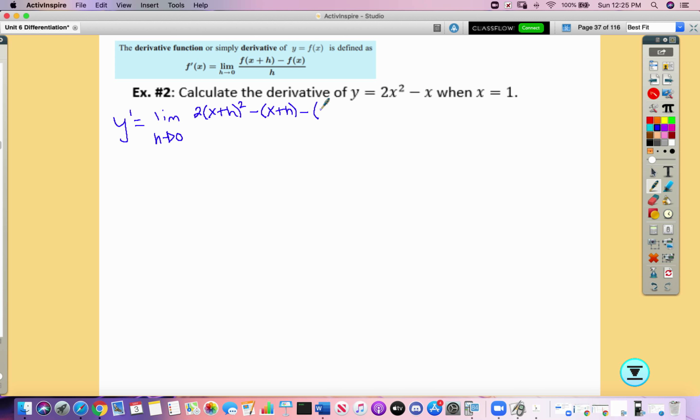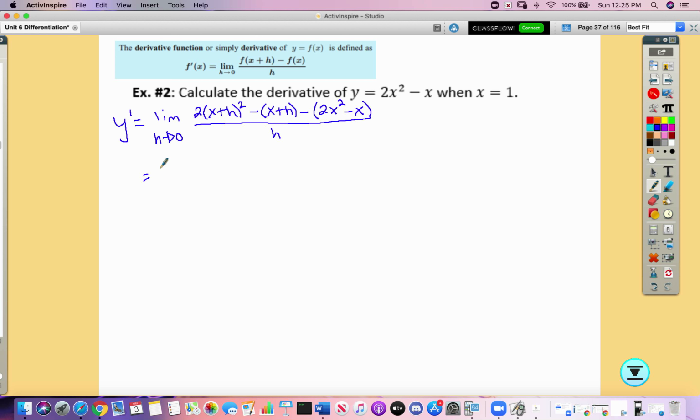My whole entire original function was 2x squared minus x. Now, I do want you to notice how careful I'm being with my parentheses, because when we're subtracting, that minus sign is going to distribute to everything that we substituted. So please make sure that you're using parentheses like they're going out of style. And we're going to divide by h. Now, our next step, of course, is to simplify if we can.